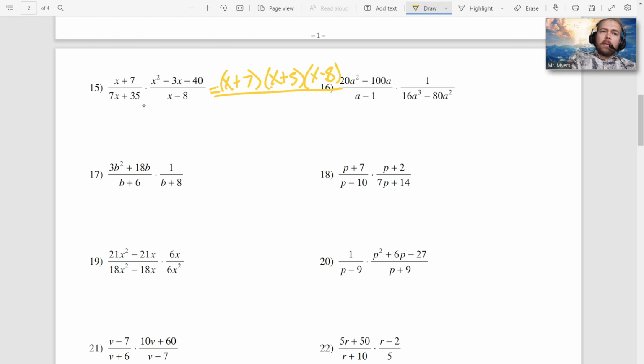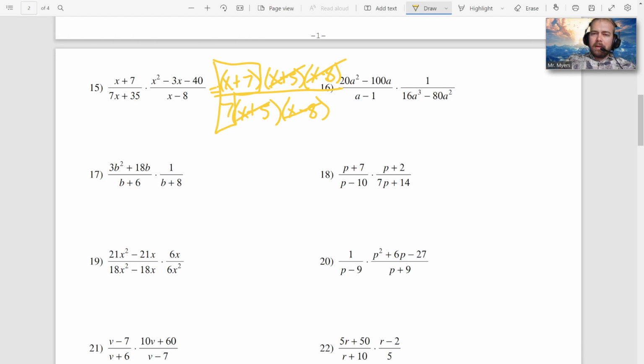All right. Then on the bottom, we can factor out a 7. And I have x plus 5 and x minus 8. Look at that. X minus 8s, x plus 5s. X plus 7 over 7 is our answer.